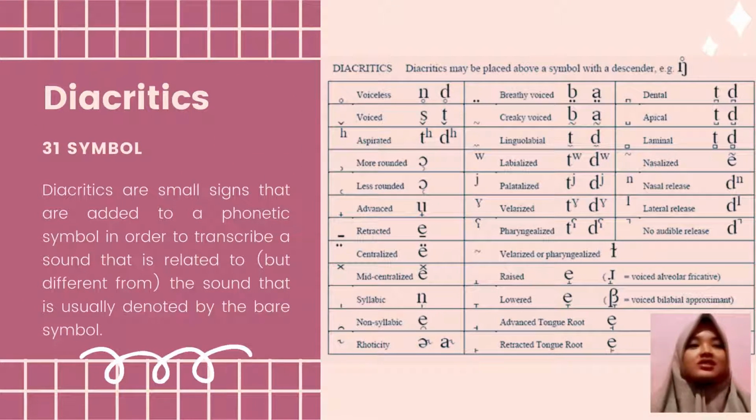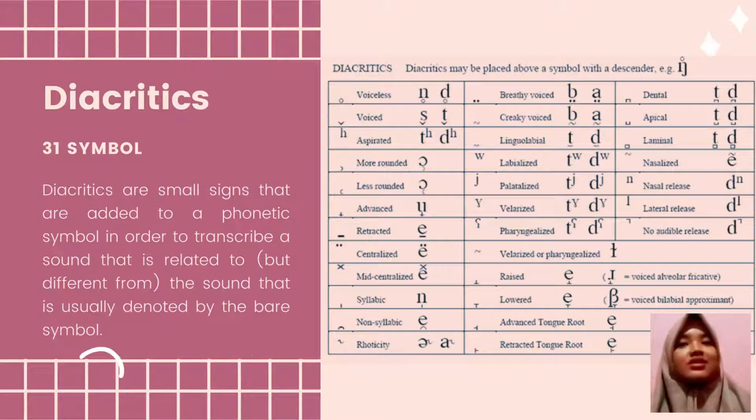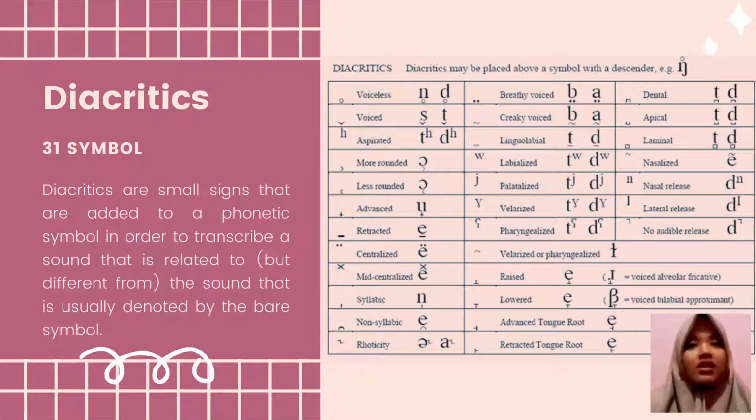In IPA, there are 31 diacritics that are used to modify vowels and consonants. Diacritics are small signs that are added to a phonetic symbol in order to transcribe a sound that is related to, but different from, the sound that is usually denoted by the plain symbol. Diacritics are used for fine distinction in sounds and to show nasalization of vowels, lengths, stress, and tones.